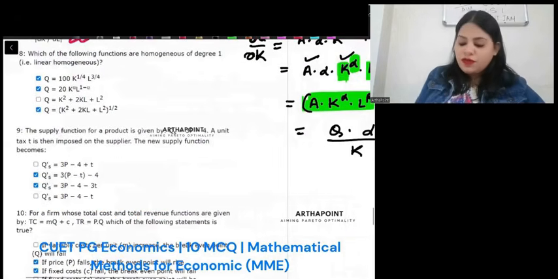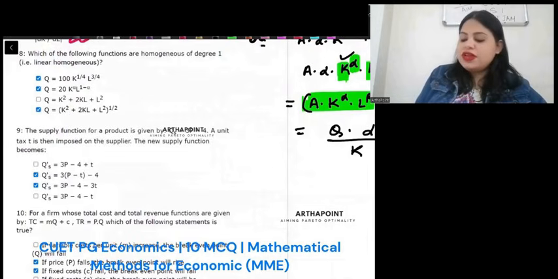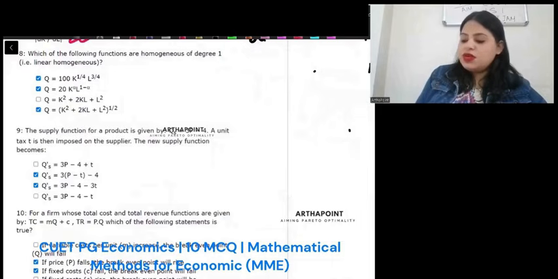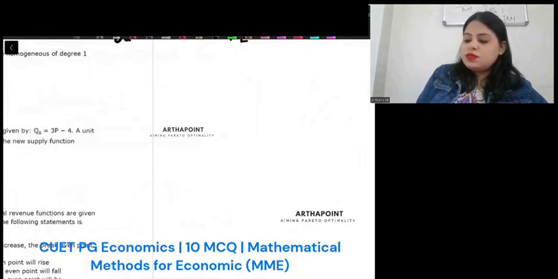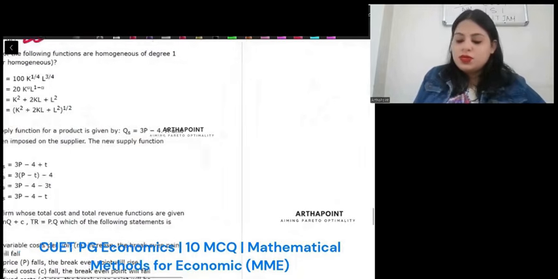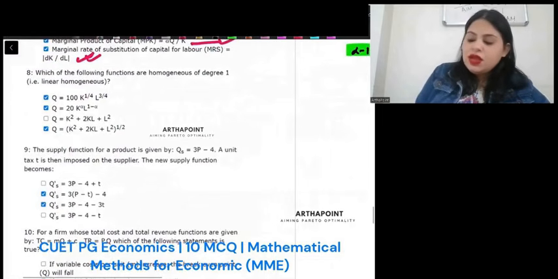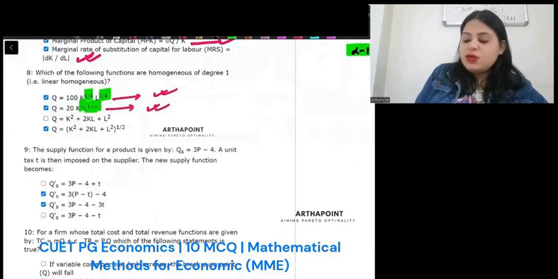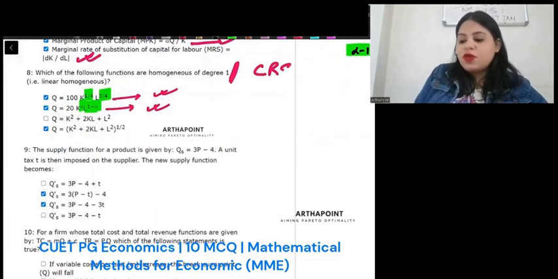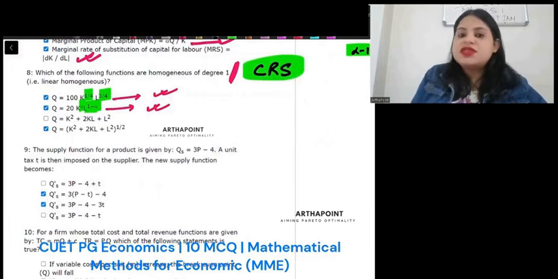Okay. Which of the following functions are homogeneous of degree 1? Okay, let's have a look through it. So beta, look at the first option. The sum of power is 1. So it has to be homogeneous of degree 1. Second option, the sum of power is 1. So it is homogeneous of degree 1. Beta, instead of homogeneous of degree 1, they could have asked which of the following is constant returns to scale. It would still be the same thing.